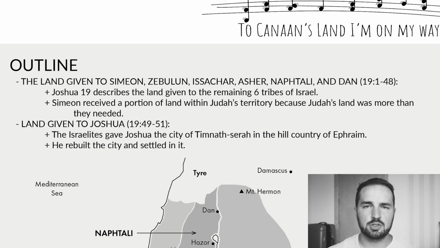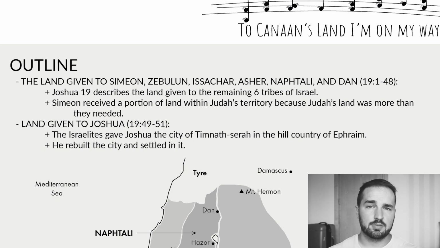So let's talk about section number 1, verses 1 through 48. Quite a big section. This is the land that was given to the tribes of Simeon, Zebulun, Issachar, Asher, Naphtali, and Dan. So this is what the chapter is all about, describing their borders and where each of these tribes was to be receiving property. Now, Simeon is worth noting here. Simeon actually received their inheritance within the tribe of Judah, because we're told that Judah had more land than they actually needed. So you'll notice on our map below that Simeon is right smack dab in Judah.